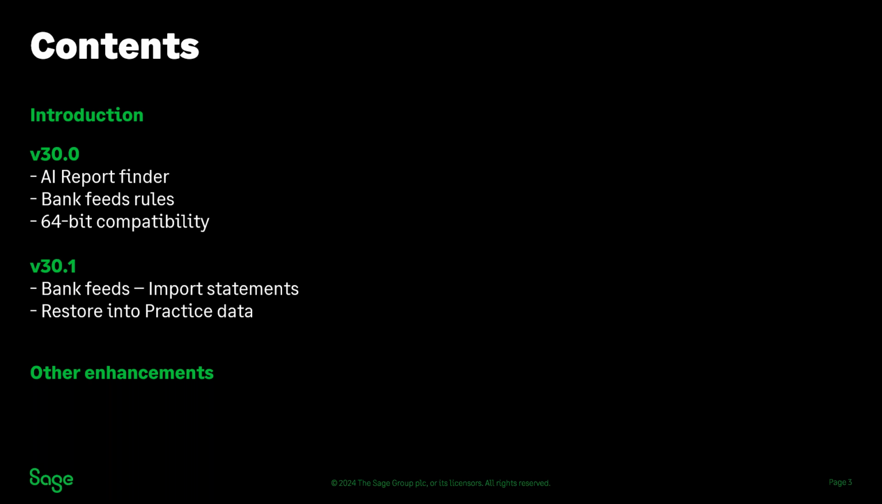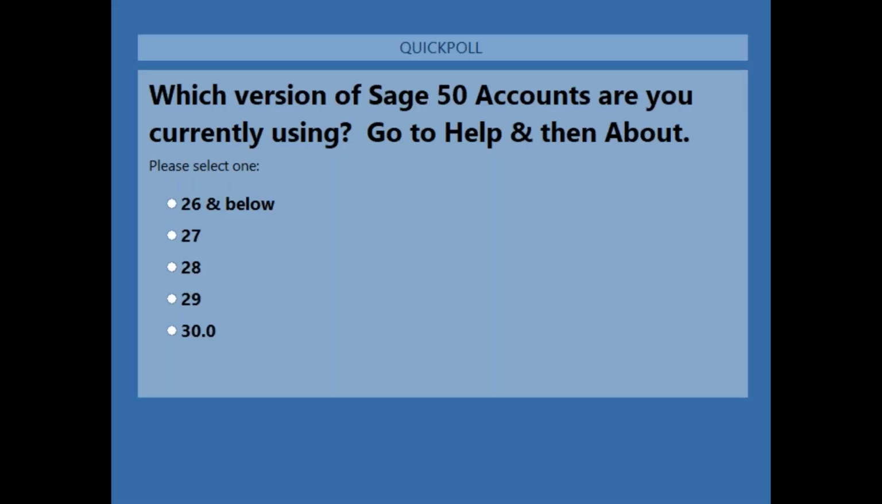What I'm going to do now is launch a poll on your screen. I just want to know what version of the Sage 50 Accounts software are you currently using? Is it version 26 and below, version 27, version 28, version 29, or version 30 if you're already on version 30? If you're not sure how to get that information, you can just go to Help and then About, and then in the very top left hand corner under program details, you will see your version number.